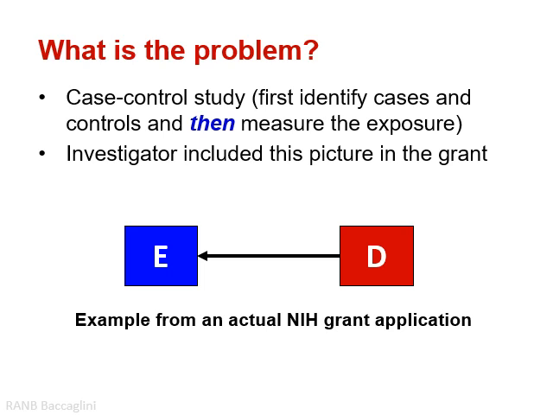So here is a mini DAG that I saw once in an NIH grant application. This was for a case control study where you first identify the cases and the controls, and then you ask them about some exposure. So the arrow in this case was pointing from D to E, and you never want to do that. The arrow always should go from E to D.